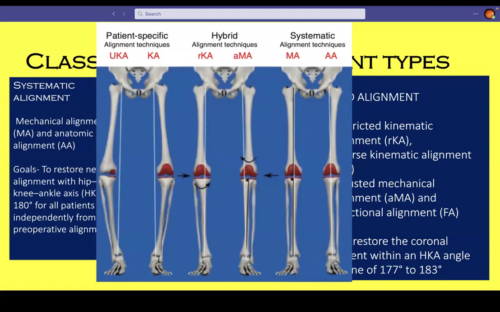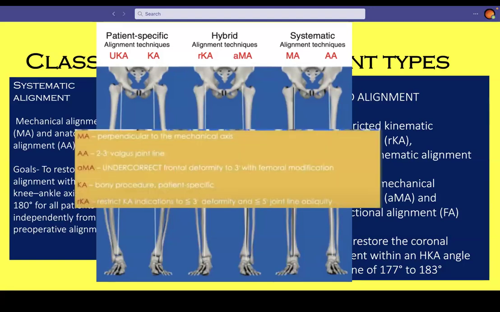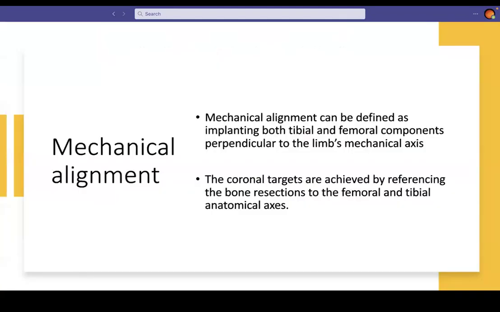And the hybrid alignment types are the more recent alignment strategies, which include the restricted kinematic alignment and the adjusted mechanical alignment. The concept of adjusted mechanical alignment is to undercorrect the femoral deformity to 3 degrees in the femur component, and in restricted kinematic alignment, it is to restrict the alignment to less than 3 degrees of deformity and less than 5 degrees of joint line obliquity. So I'll come to details in the subsequent slides.